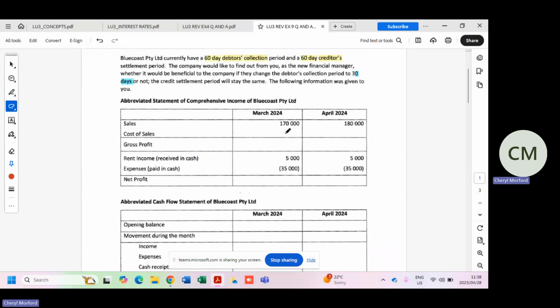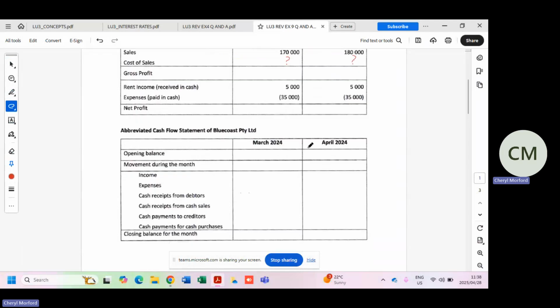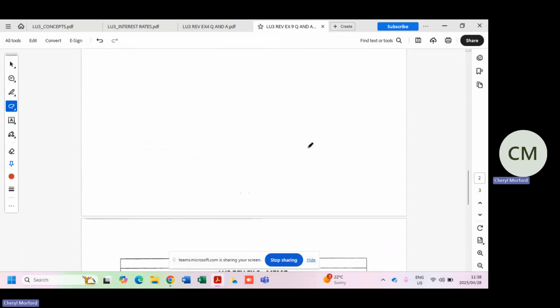So how are we going to calculate these two values over here? Very simple. For March, your cost of sales will be 50% of 170. And for April, 50% of 180. Then we might just as well do the gross profit calculation. We will subtract that cost of sales from the sales, and it will give me GP. So let me show you in the answer.